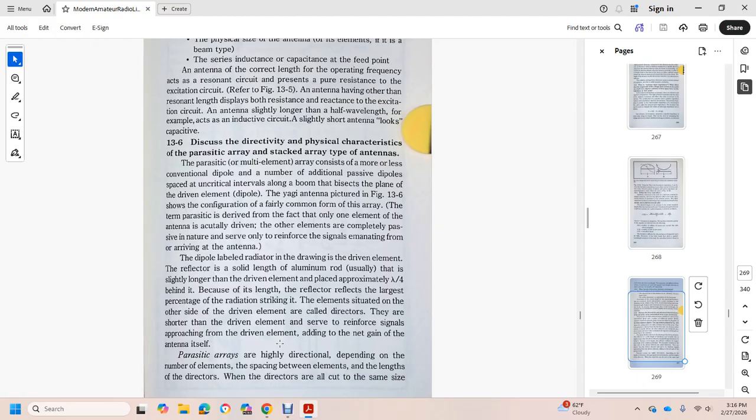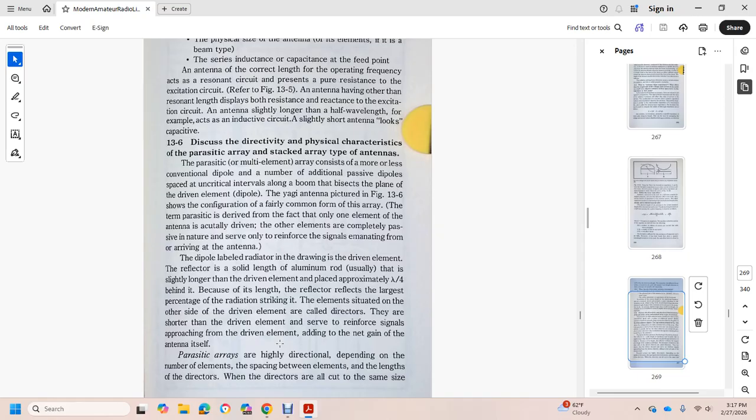The term parasitic derives from the fact that only one element of the antenna is actually driven; the other elements are completely passive in nature. The driven element is the dipole, labeled the radiator in the drawing. The reflector is a solid aluminum rod, usually slightly longer than the driven element, placed approximately a quarter wavelength behind it. Because of its length, the reflector reflects the largest percentage of the radiation striking it. The element on the other side of the driven element is called the director, which reinforces the signal approaching over the driven element.